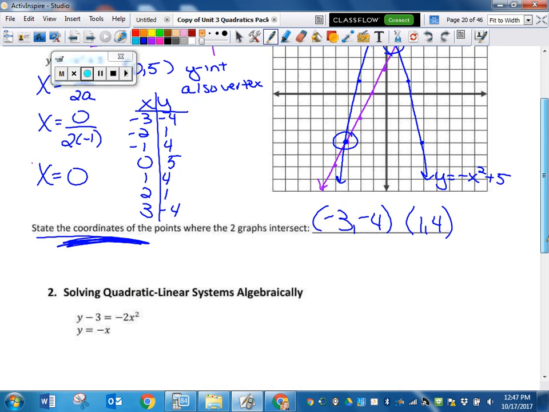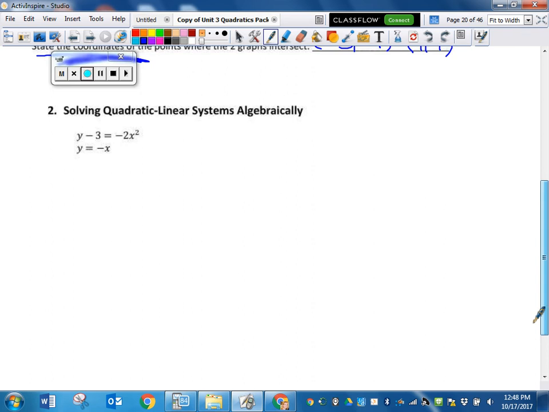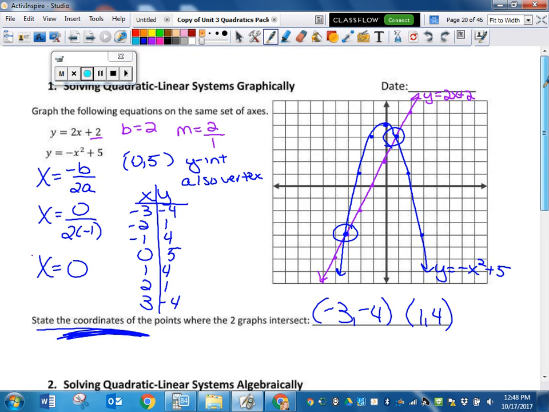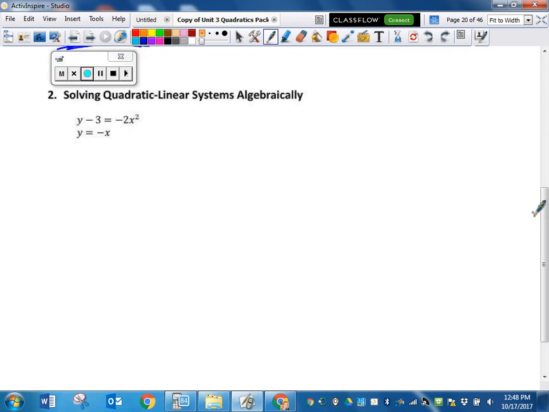So now we are solving a quadratic linear system algebraically. Here we solved it graphically, and now we want to solve this algebraically. All right, so no graph. We got to do this algebraically.